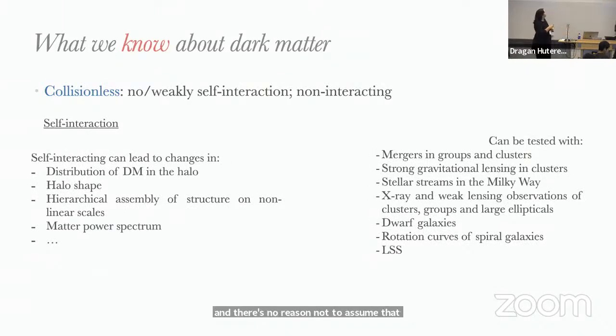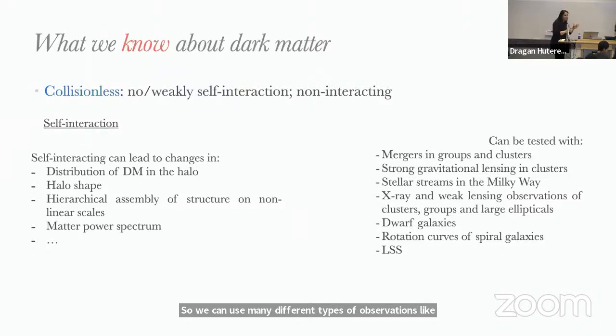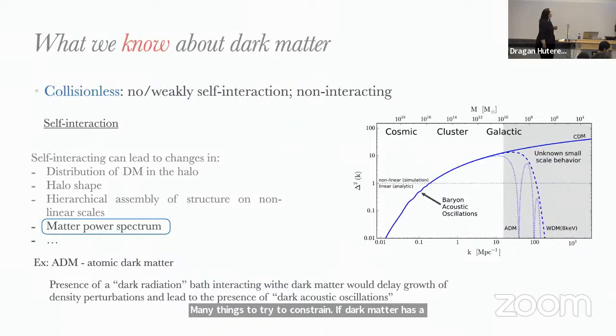Right, so like I said, if I have a self-interaction, it can change many things in cosmology and astrophysics. So we can use many different types of observations like X-ray, large-scale structure, rotation curves of galaxies, many things to try to constrain if dark matter has a self-interaction or not. And again, the power spectrum is what gives us probably one of the strongest bounds on self-interaction. Let's assume again the atomic dark matter, which is a very good example because it has many interactions.